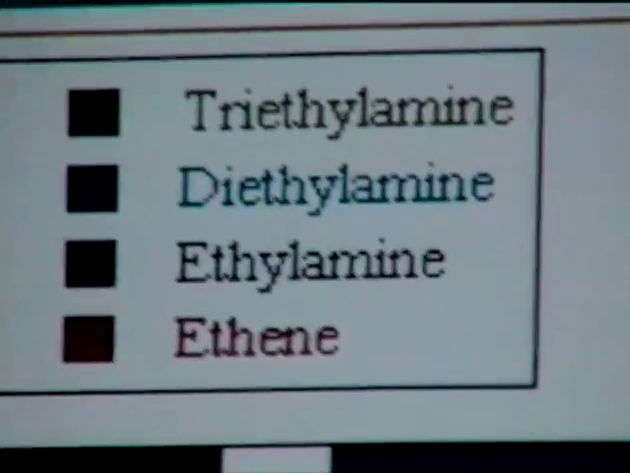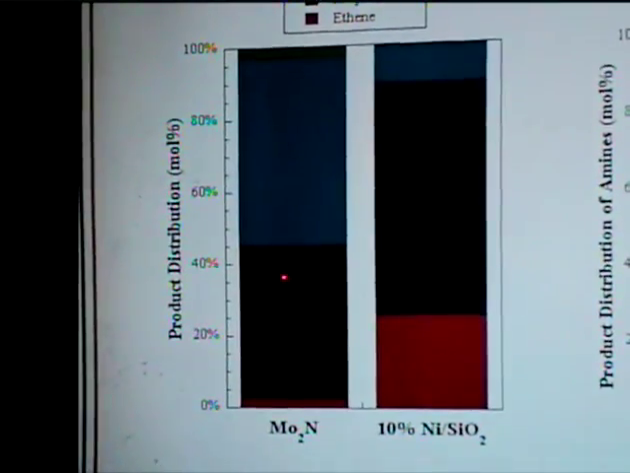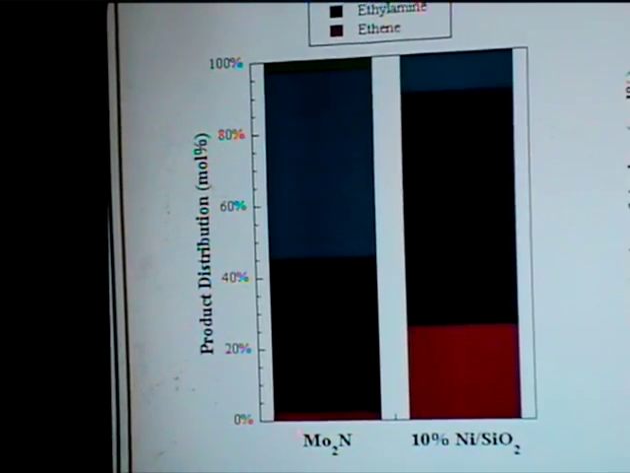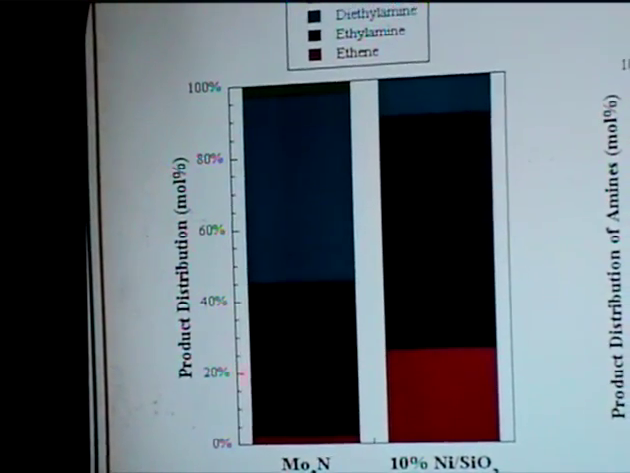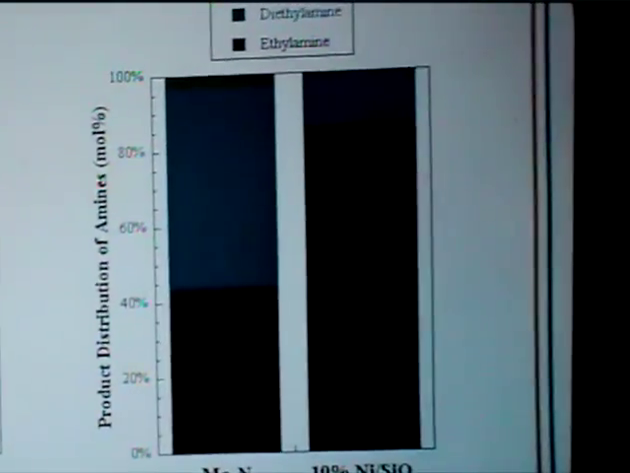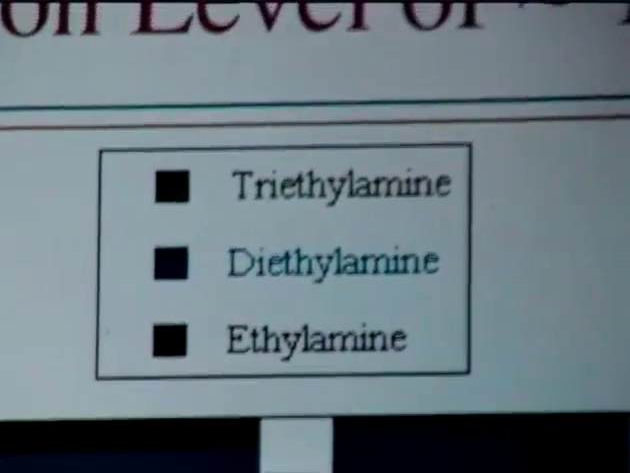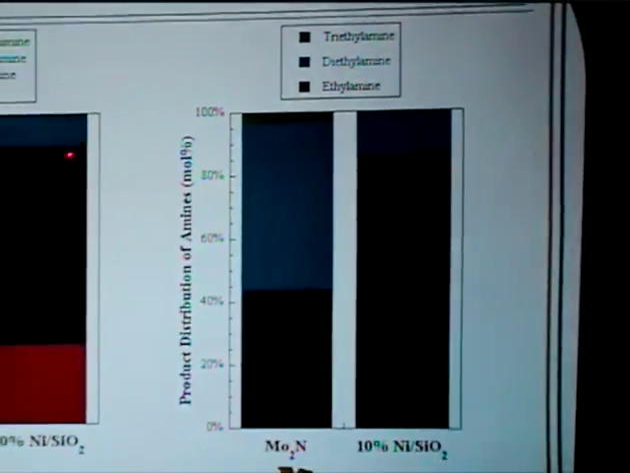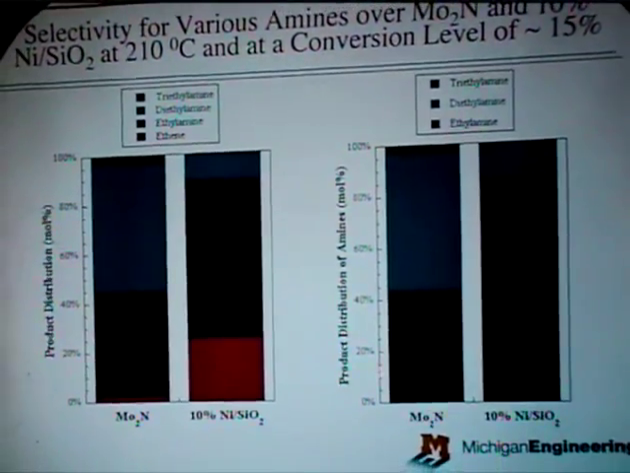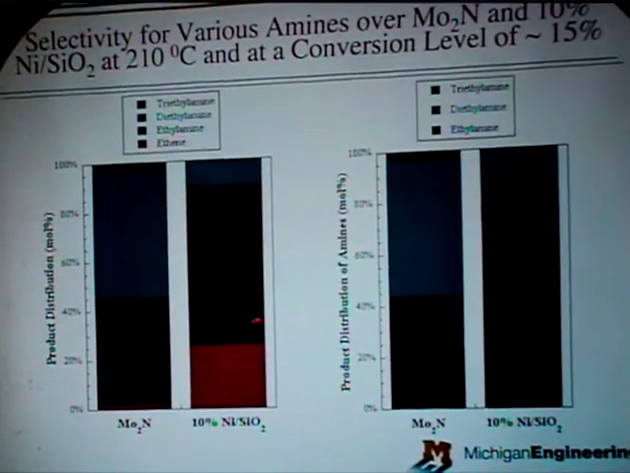then we find that there is some difference between the two materials, molybdenite and 10% nickel on silica. Interestingly, the ethylene selectivity for molybdenite is very low. Here it is very high as compared to the molybdenite. Then for ethylamine, 10% nickel on silica has very high selectivity as compared to molybdenite. But for molybdenite, the selectivity for the more valuable amine, that is diethylamine, is much higher as compared to 10% nickel on silica. And there is no triethylamine formation for 10% nickel on silica, but we get some triethylamine for molybdenite. And if we see the selectivity for only amines, it is almost similar. We just basically exclude the ethylene.